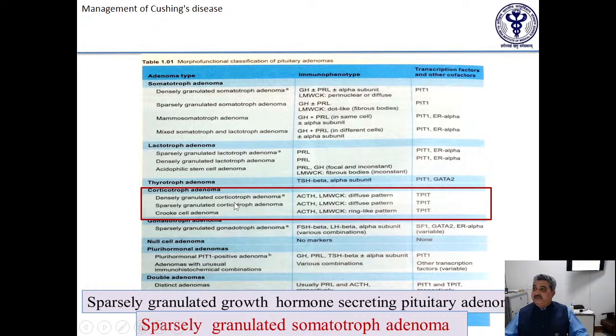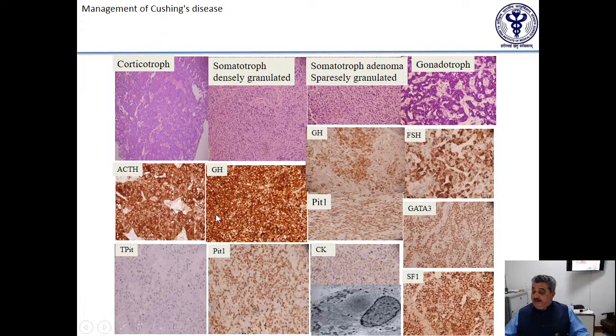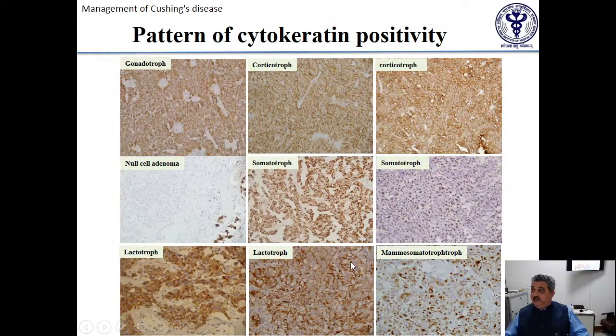Corticotroph adenoma is classified as densely granulated, sparsely granulated, and Crooke cell adenomas. This classification is based on, number one, the hormonal staining, whether it is diffusely stained or focally stained. The second is the transcription factors. And the third is the cytokeratin positivity. Earlier, the pattern of cytokeratin positivity was not taken into consideration for the classification. Different pituitary adenomas have different patterns of staining. Sometimes it is very helpful.